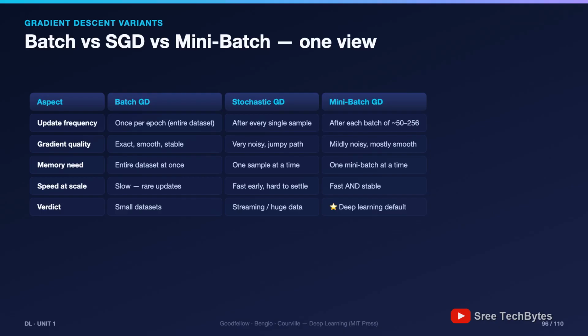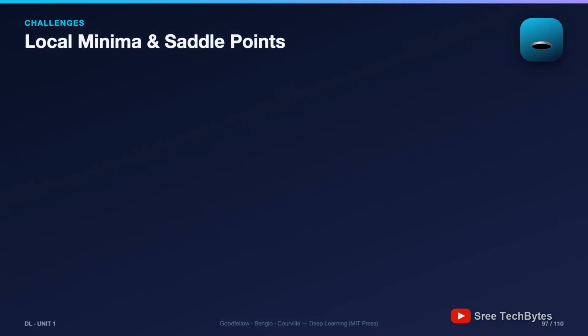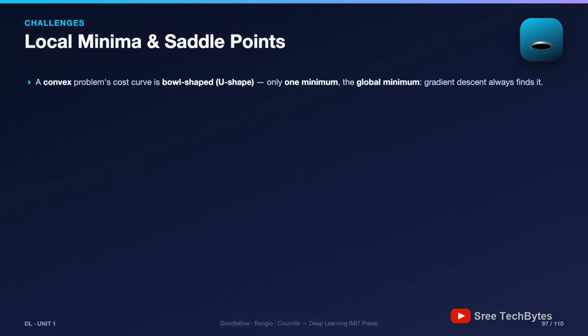And the verdict: batch for small datasets, stochastic for streaming data, mini batch the deep learning default, with the star to prove it. When the exam says compare the three types of gradient descent, and some version of that question is nearly guaranteed, this table is the full mark answer. It's worth a photograph.